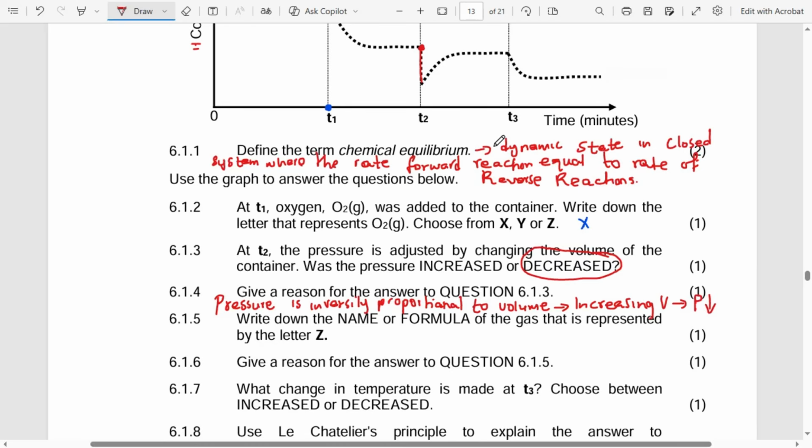Good. When you do 6.1.3 and you say, I'll go with decrease, you are lucky. That's the correct one. But what about 6.1.4? Since you don't understand what's going on, you're going to lose a mark. Make sure that you understand the concept. Or you can say at T2, the concentration of all gases decrease immediately, showing that the volume is increased and therefore the pressure is decreased. Guys, when the concentration decreased, this tells you that the volume was increased. So a decrease in concentration means the pressure was decreased.